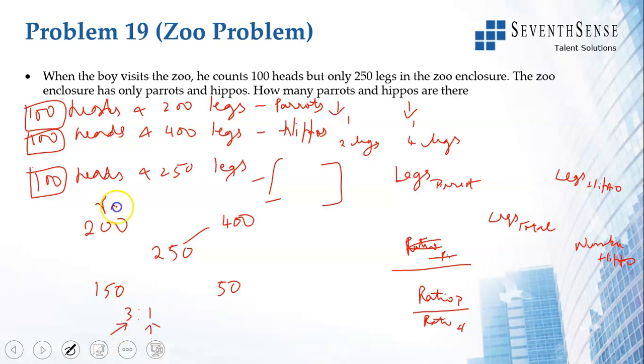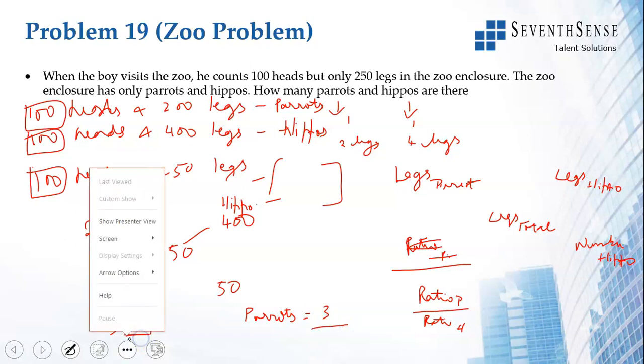This was parrots. This is hippos. What do I mean when I say they are in the ratio 3:1? I know the total number of animals, so the number of parrots is equal to 3, because this is the parrot side, right? I'll have 3 divided by both of these, 3 plus 1.